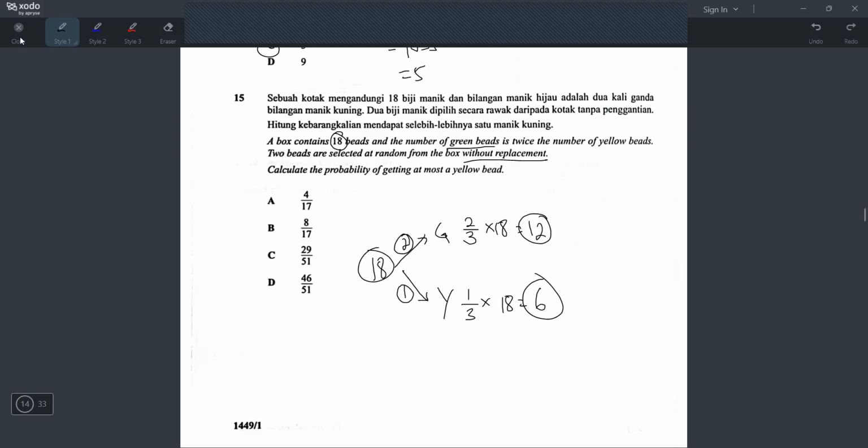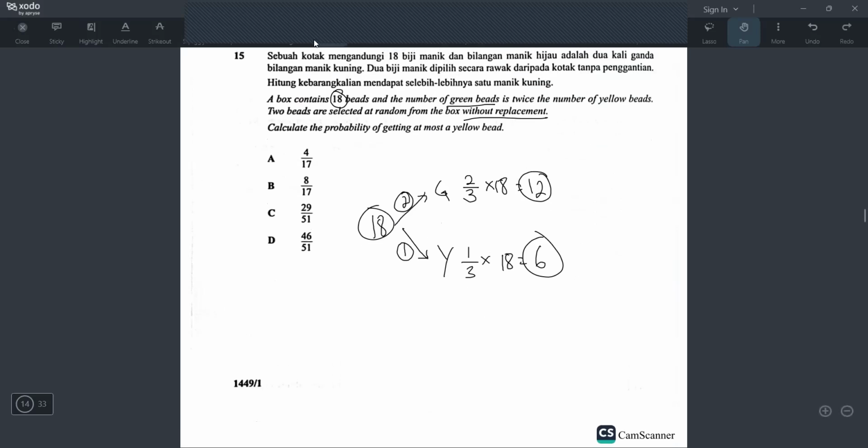are selected. So can you tell me all the possibilities when I select 2 bits? It's either I get green, green, or green, yellow, or yellow, green, or yellow, yellow.